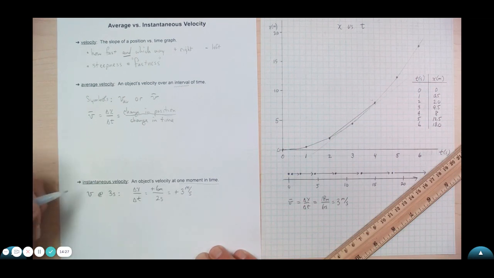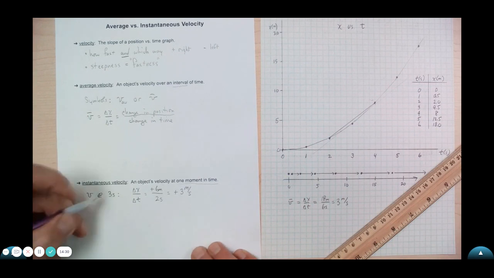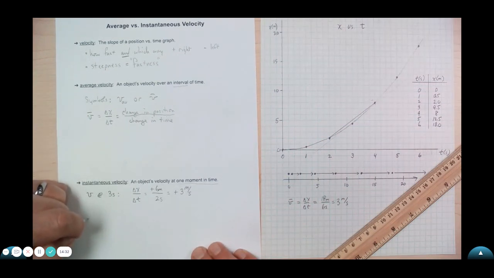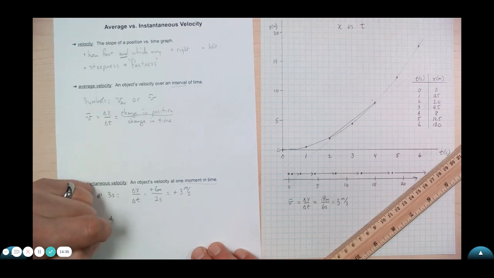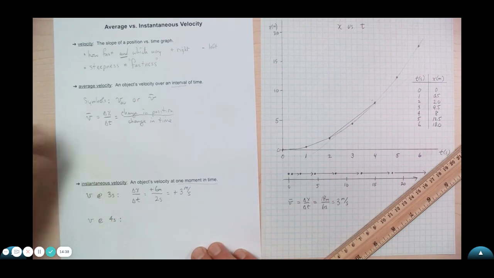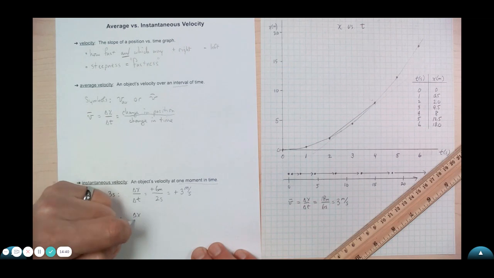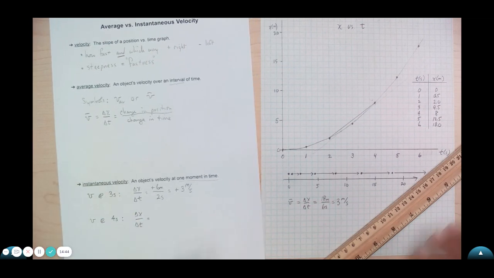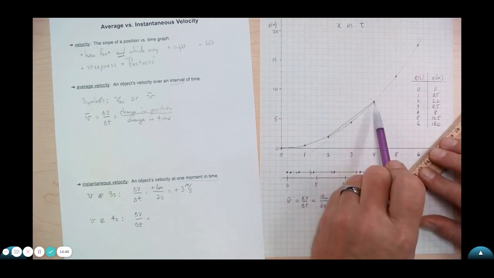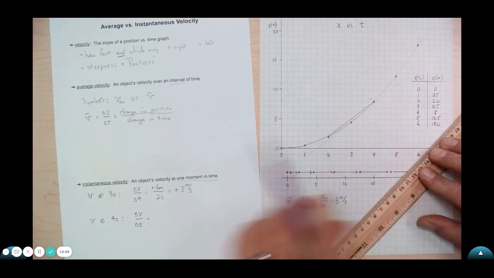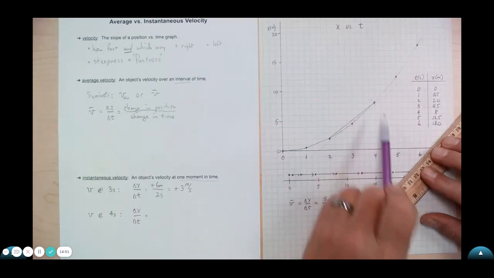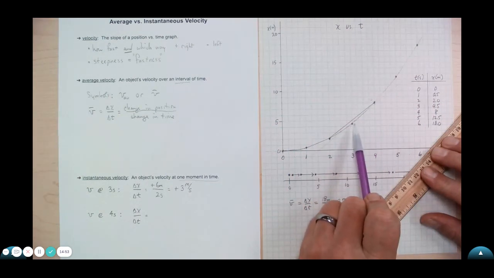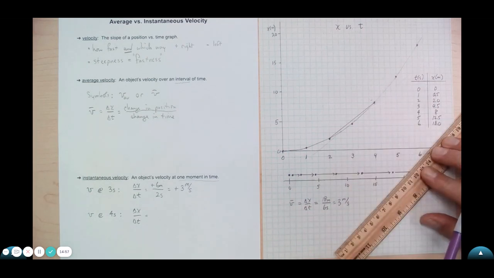I could do this for any time on here that I wanted. Well, almost any time, as you'll see. I could figure out my instantaneous velocity at 4 seconds. Let's try that again. So if I want to know my instantaneous velocity at a time of 4 seconds right here, I'm going to look at the interval from 3 to 5 seconds. So right before to right after.